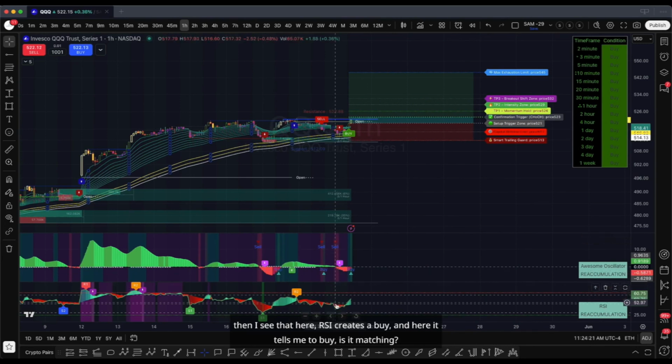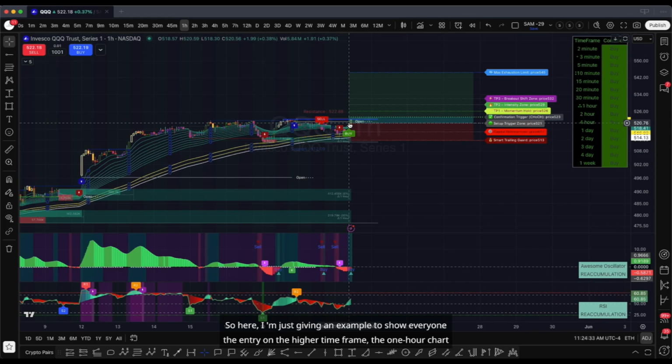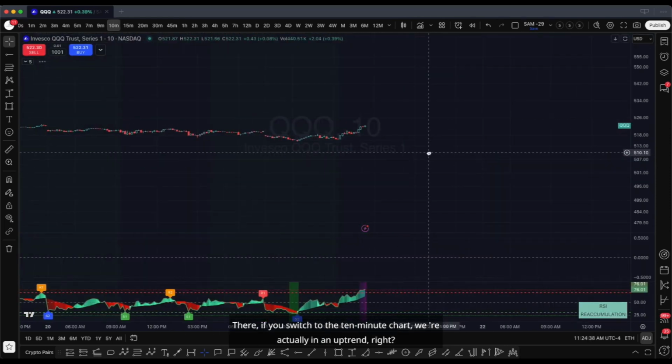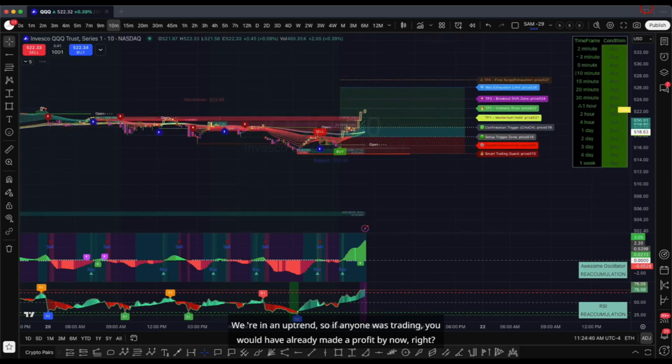Then I see that here, RSI creates a buy, and here it tells me to buy. Is it matching? Does it match with the entry point? So here, I'm just giving an example to show everyone the entry on the higher time frame, the 1 hour chart. If you switch to the 10-minute chart, we're actually in an uptrend, right? We're in an uptrend. So if anyone was trading, you would have already made a profit by now, right?